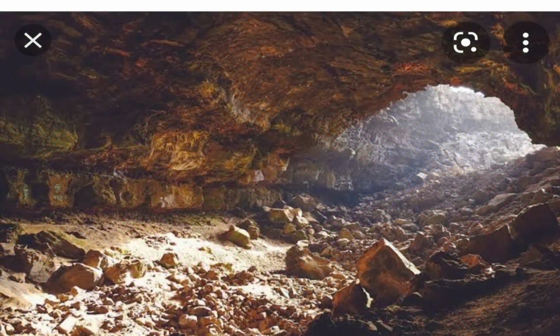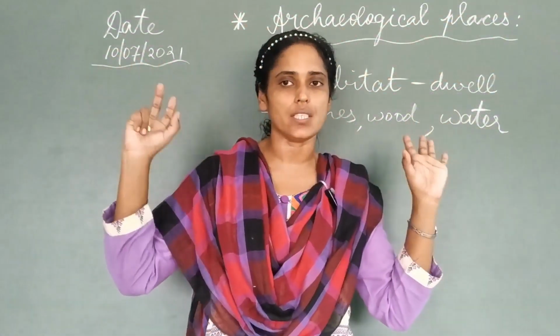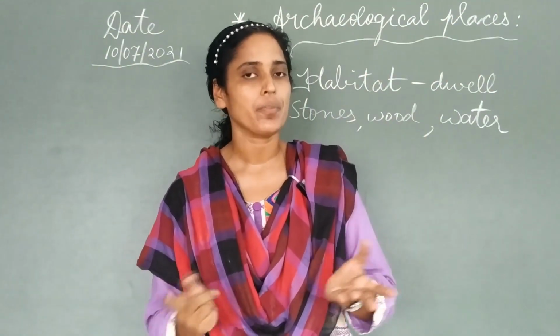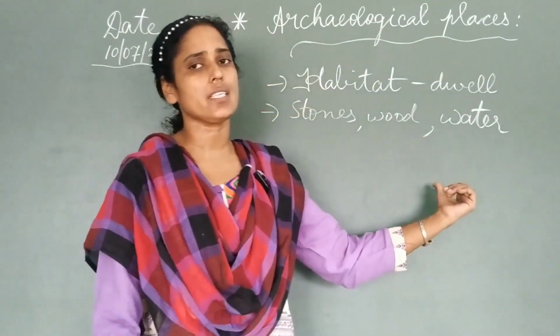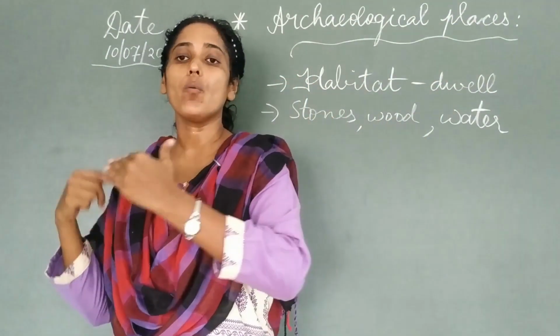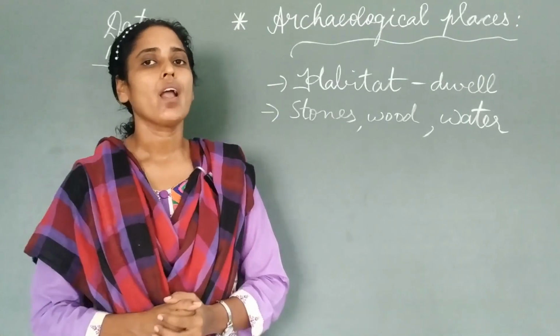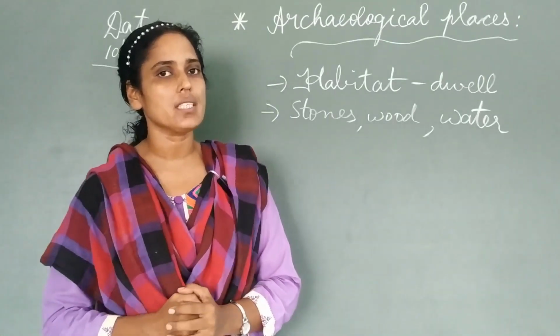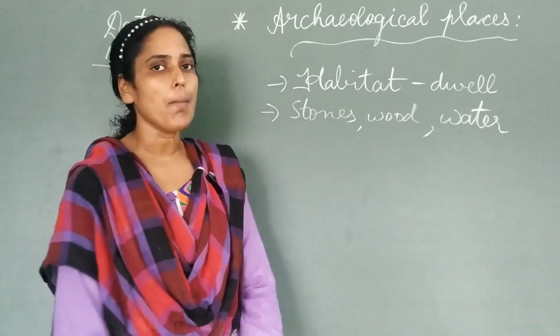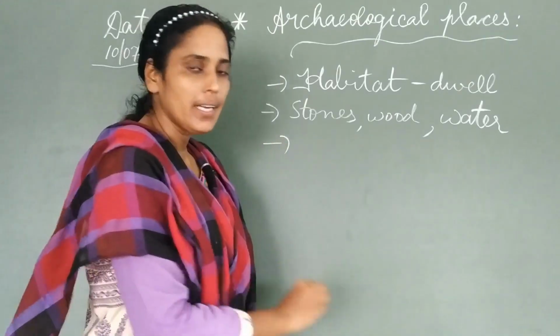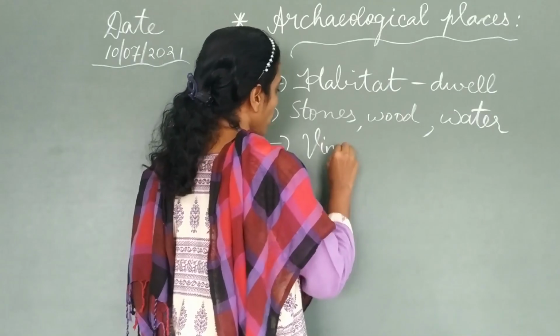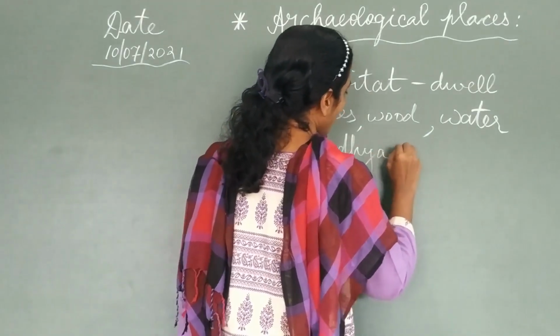Stones, wood and water. Food, so you know students, they hunted animals and ate raw things from the trees or plants, that is fruits or roots. So, these three things they searched and roamed or wandered in different places. And due to that, several such places have been found in Vindhya mountains in central India. One example is Vindhya mountains in central India.